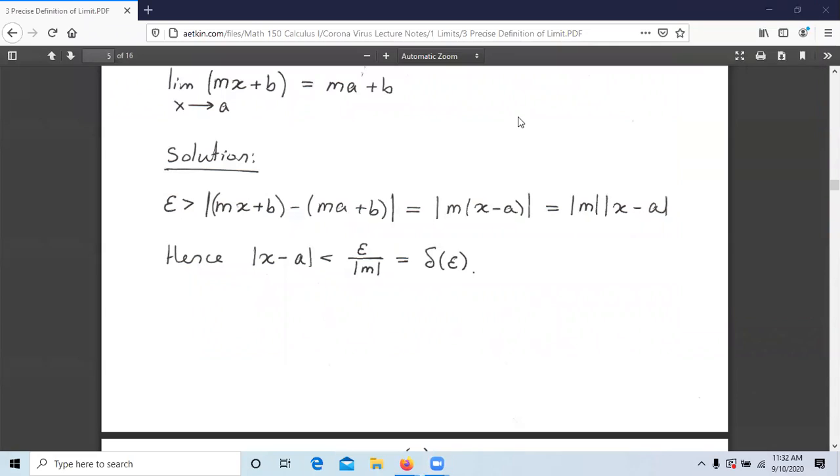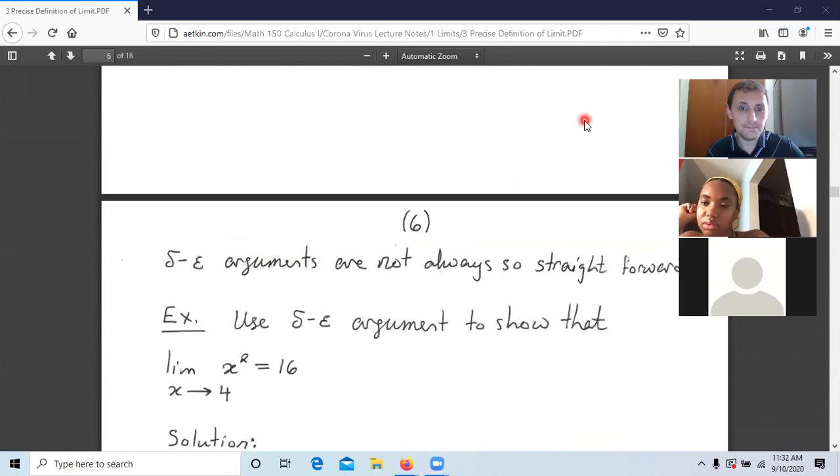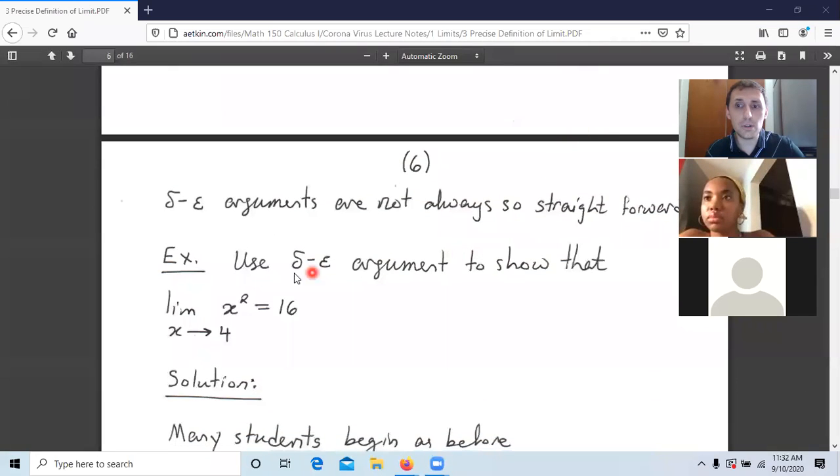Anyhow, back to the material. Now let's talk about the limit as x goes to 4 of x squared equals 16, to your best ability. We did it a little bit in the last class. Try to see how far you can carry the argument.